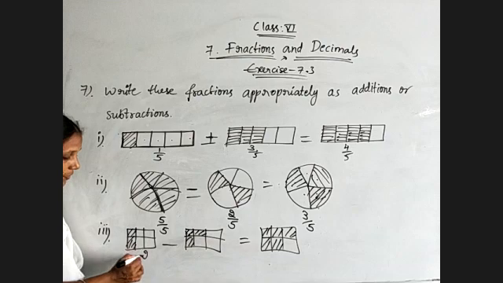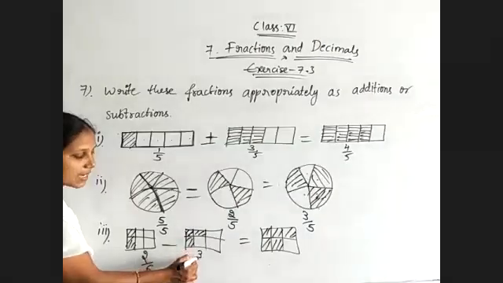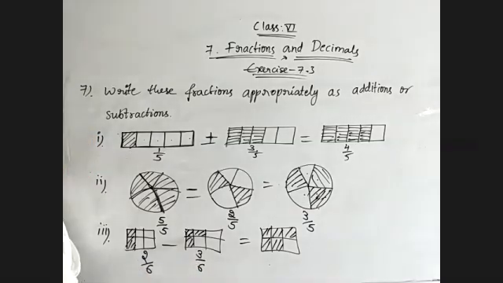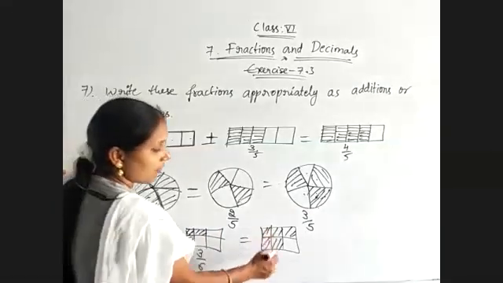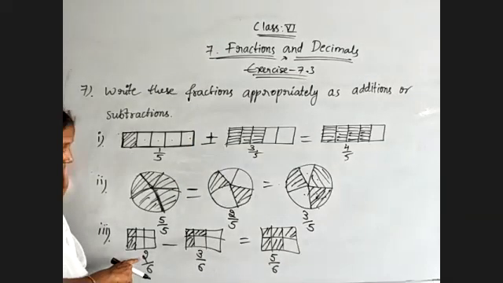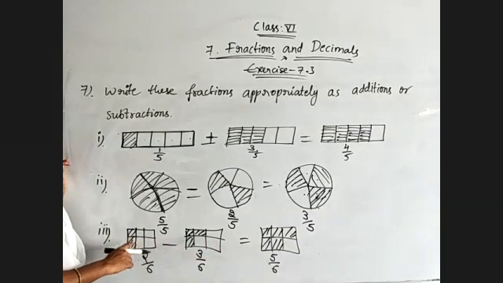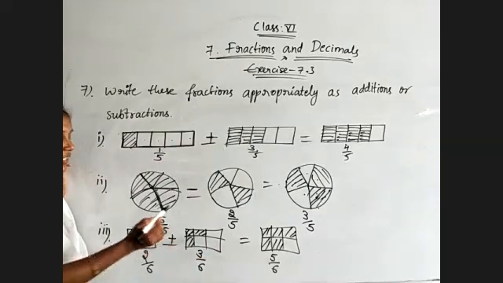So 2 out of 6, 2 by 6. And for the second fraction, 3 parts are selected out of 6 equal parts. And for the last fraction, 5 parts are shaded out of 6 equal parts. So now just observe, 2 plus 3 equal to 5 we will get. All are like fractions, so we just need to perform addition.